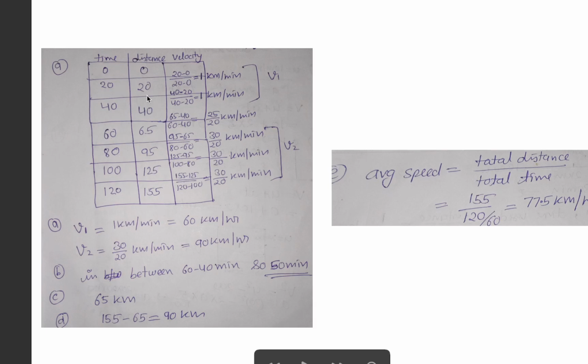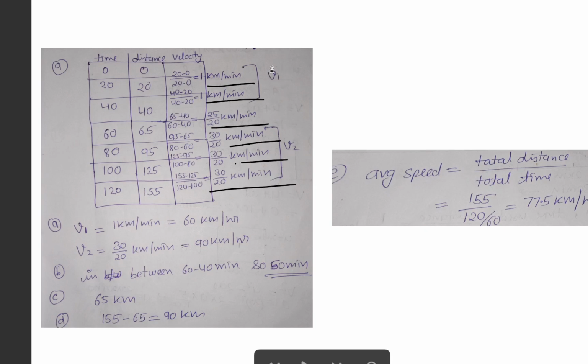So time here and distance here. We calculate the velocity by 20 minus 0 divided by 20 minus 0. So 1 kilometer per minute. Then again 40 minus 20 is equal to 1 kilometer per minute. Then 65 minus 40 divided by 60 minus 40 is equal to 25 by 20 kilometer per minute. Then 95 minus 65, 80 minus 60, so 30 by 20. Again 125 minus 95, 100 minus 80, 30 divided by 20, and 155 minus 125 and 120 minus 100 is equal to 30 by 20.